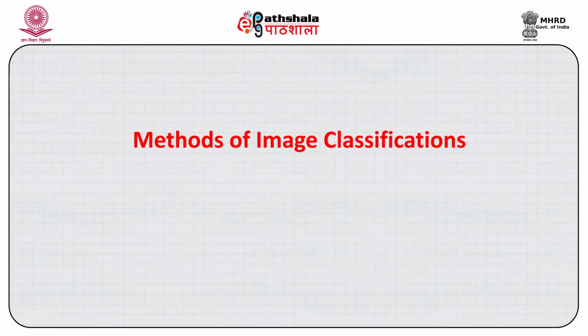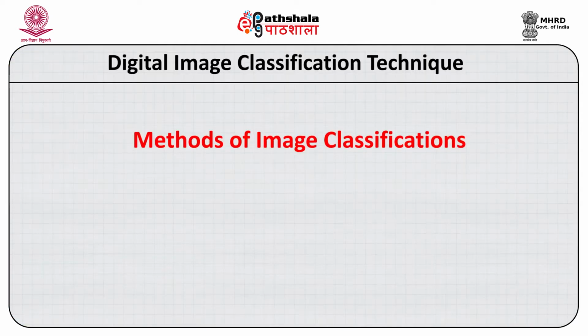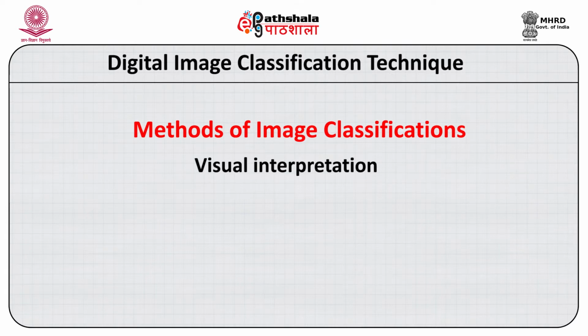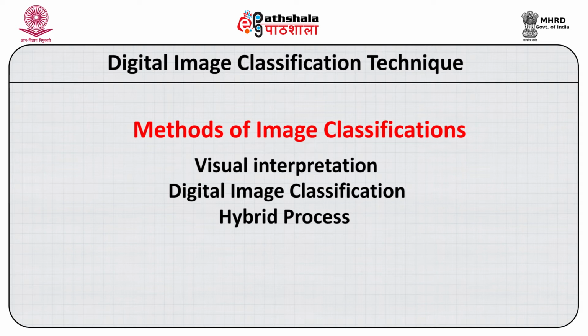Now, what are the various techniques we can utilize for classifying an image? There are basically 3 categories which tell us the methods which should be utilized for classifying an image. The first method is your visual interpretation, second is your digital image classification, and third is the hybrid process. Manual interpretation, as you can understand, is a visual interpretation.